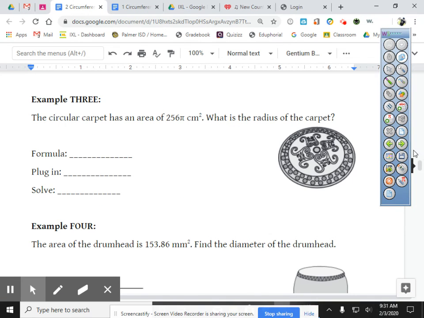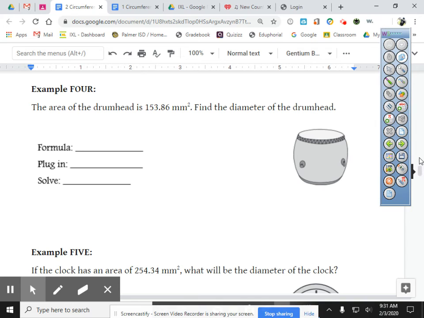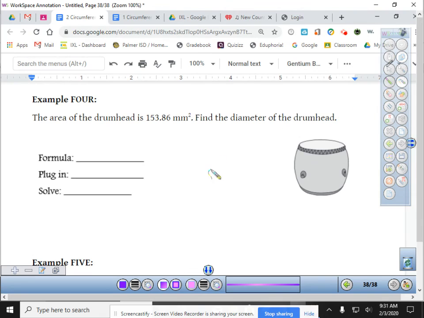All right, example 4. The area of the drum head is 153.86 square millimeters. Find the diameter of the drum head. What is it asking me for? The diameter. What does it give me? The area. What is the formula? Area equals pi r squared. Did they change pi? No. What's the area? 153.86 equals pi r squared. Are we gonna change pi? No. And that's what plug in means right there.